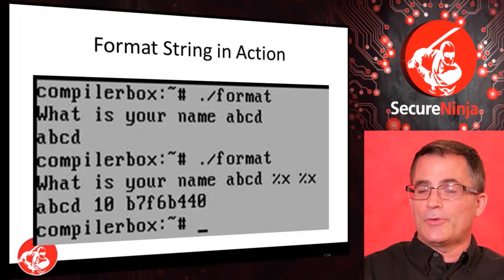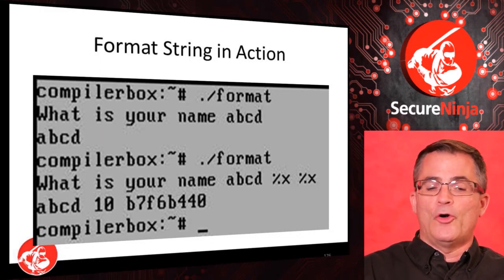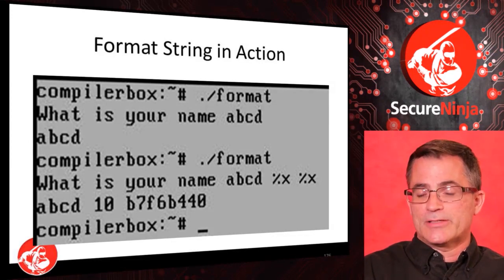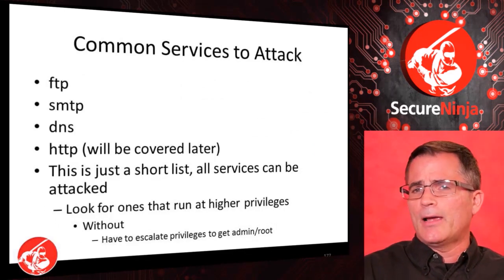I have the return address, and now I can craft and draft and create a buffer overflow that will overflow at this B7F6B440 address. So what are some common services to attack?